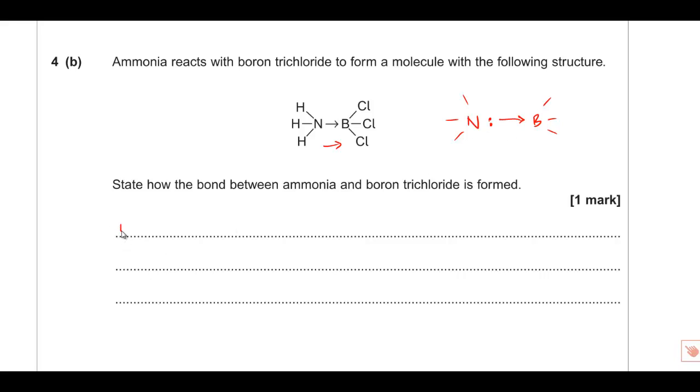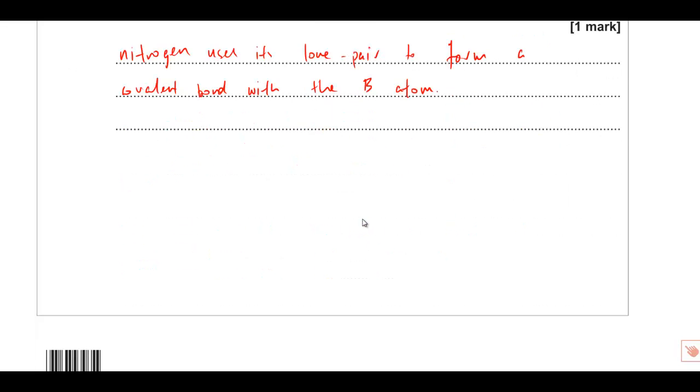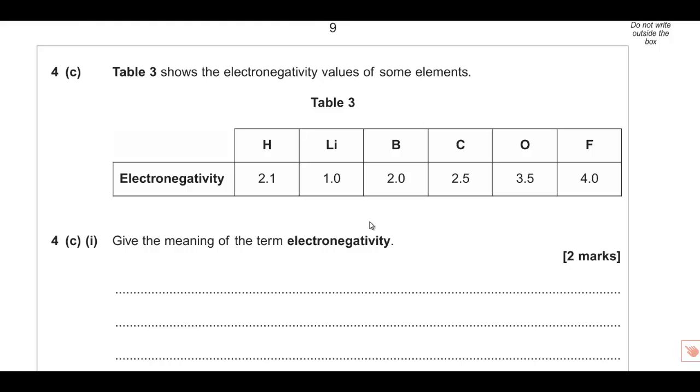So nitrogen uses its lone pair to form a dative covalent bond with the boron atom. Boom. Or the nitrogen donates its lone pair, whatever you want to say. The idea being that both of those electrons, the lone pair, come from the nitrogen to the boron.